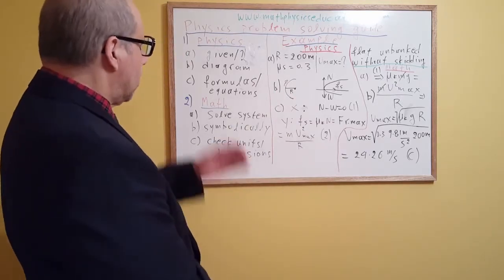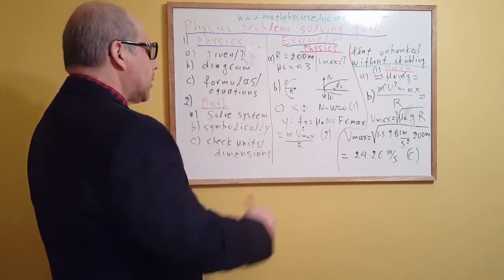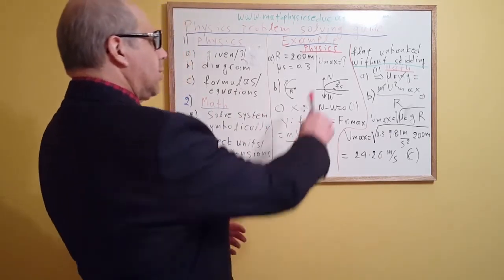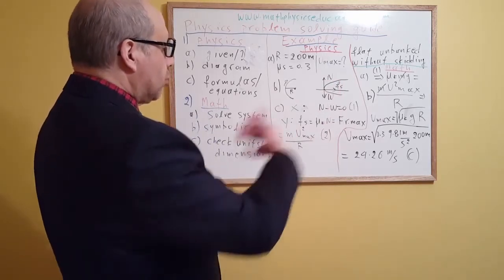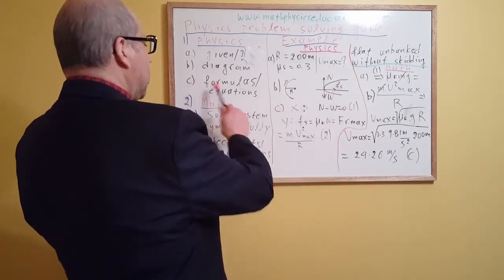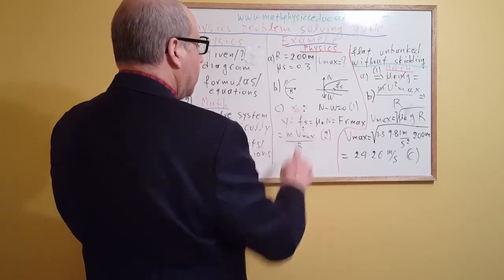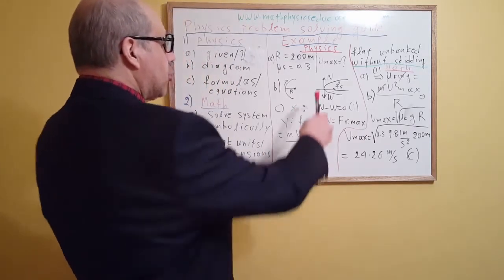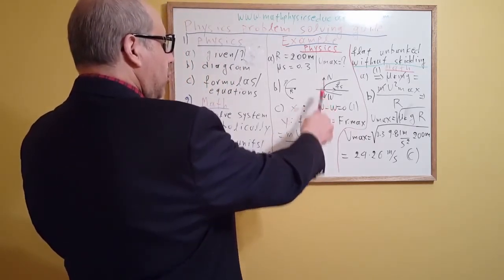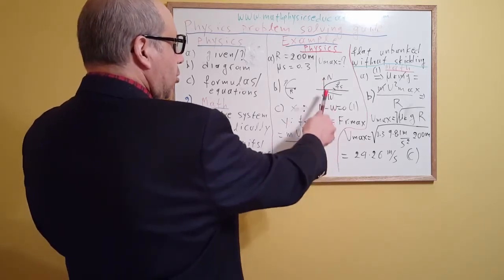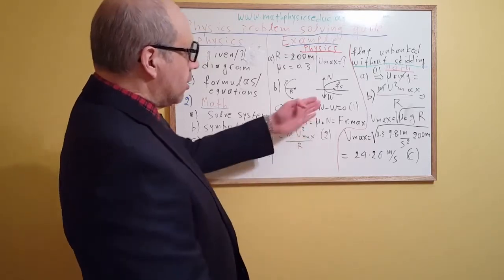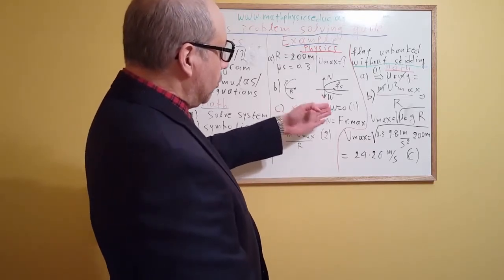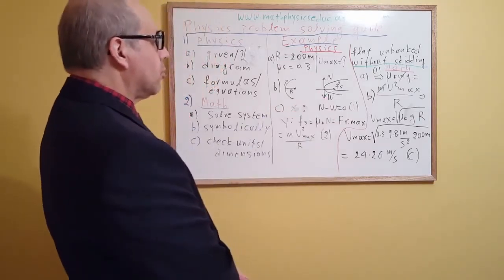So what we do, we go and analyze the forces and we write the equations. So that's part C. In the y direction, what forces do we have? We have the normal force and the weight. So since there is no acceleration in this direction, the sum of these forces has to be equal to 0.